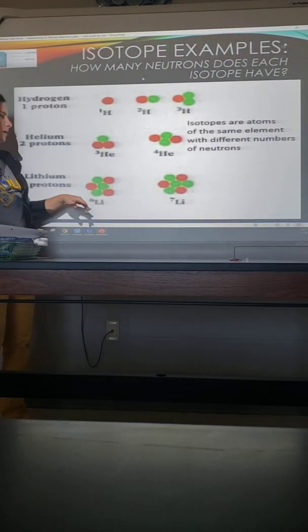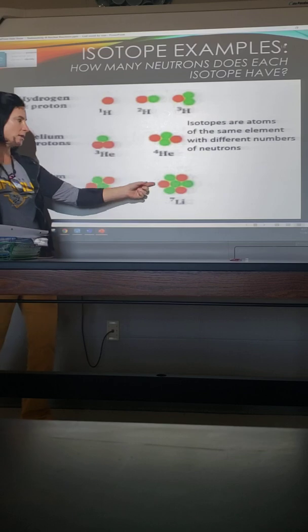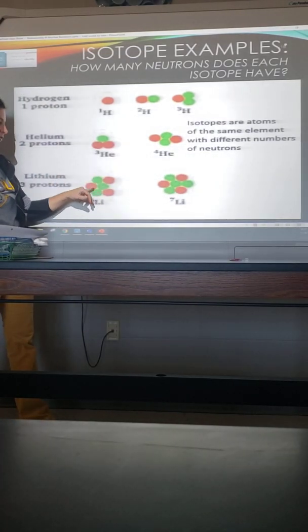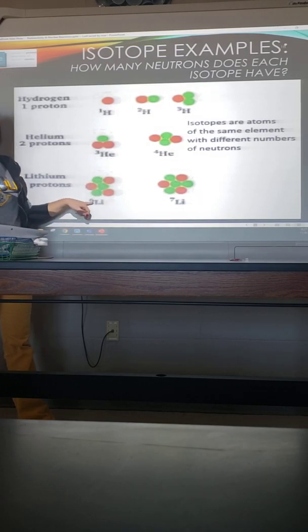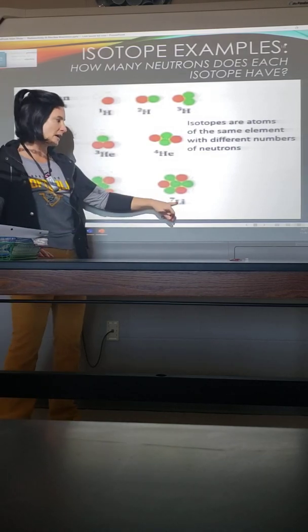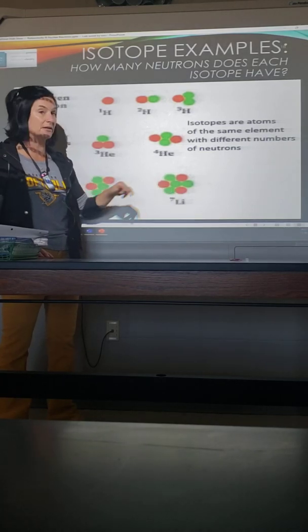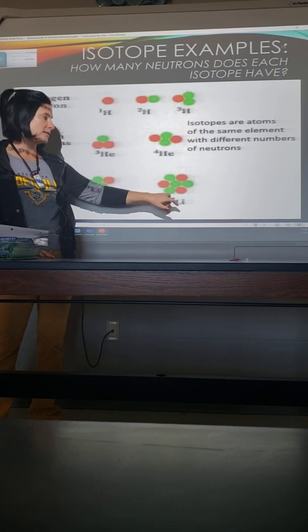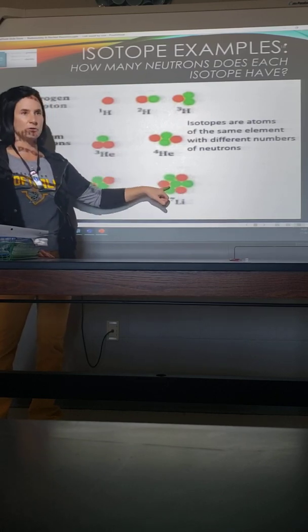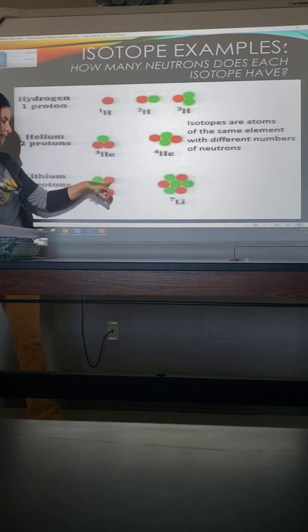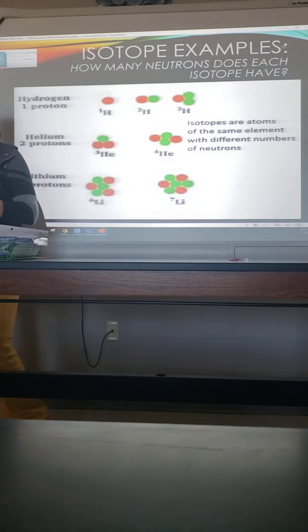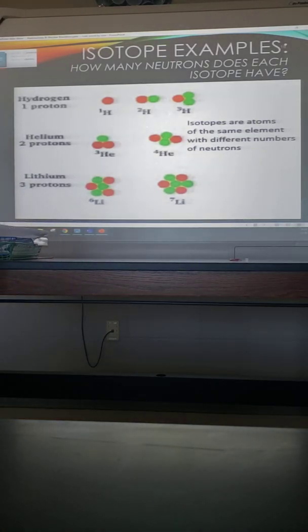Okay. And then finally, lithium. I know it's lithium because I have 3 protons, and that doesn't change. But what's changing is my number of neutrons. So I have 1, 2, 3, 4, 5, 6, and I call this lithium 6. This one is lithium 7 because it has 1, 2, 3, 4, 5, 6, 7. If I take my 7, subtract my 3, I end up with 4 neutrons. If I take my 6, subtract my 3, I end up with 3 neutrons. So those are the isotope versions of those elements.